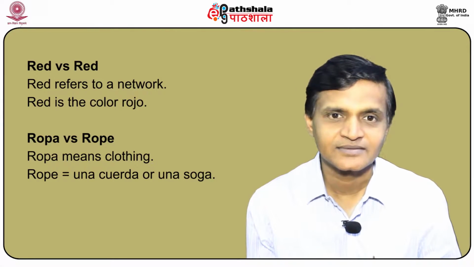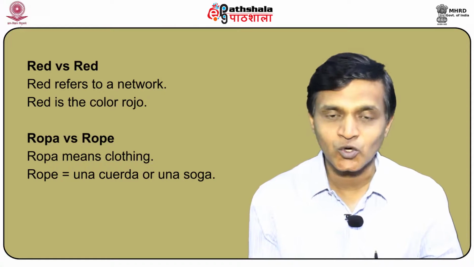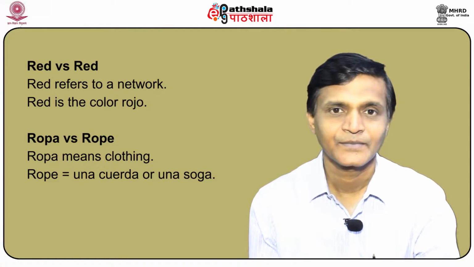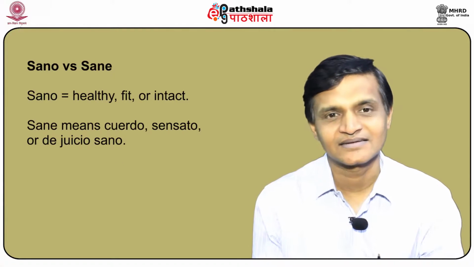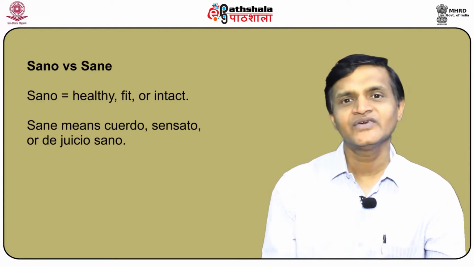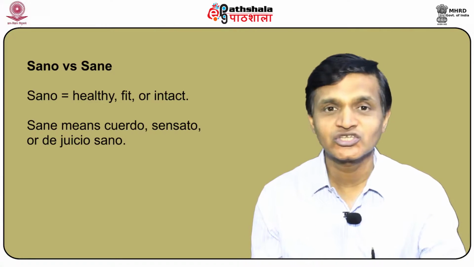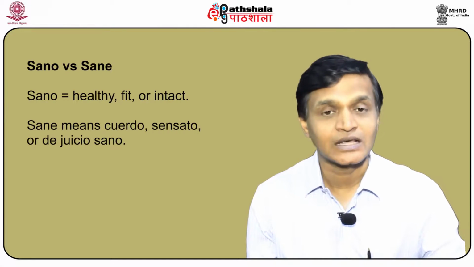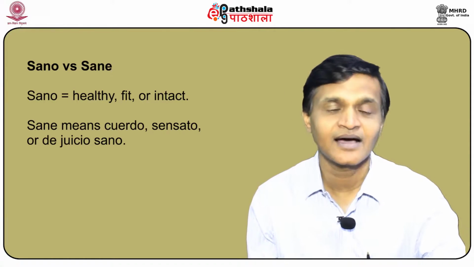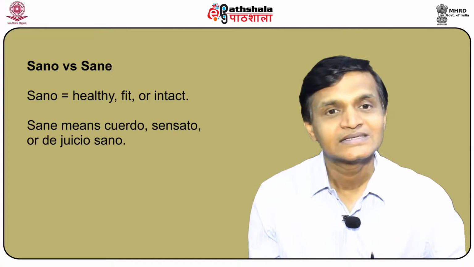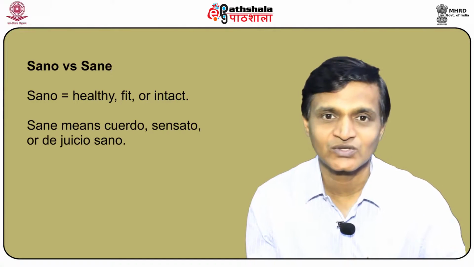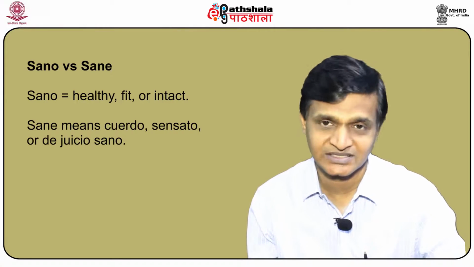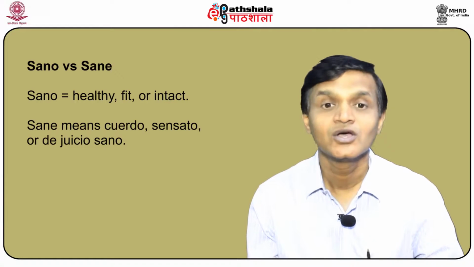Ropa versus rope. Ropa means clothing. Ropa is clothing. And rope is a cuerda or una soga. Sano versus sane. Sano means healthy, fit or intact. Es un chico sano. He is healthy, fit or intact. For example, Salman Khan es muy sano. Salman Khan is very healthy, right? Sane means cuerdo, sensato or de juicio sano, right?